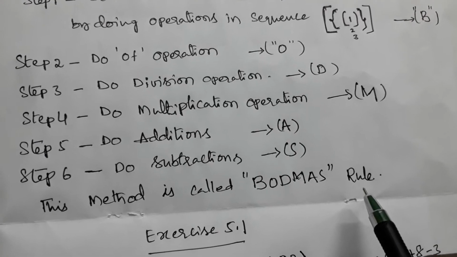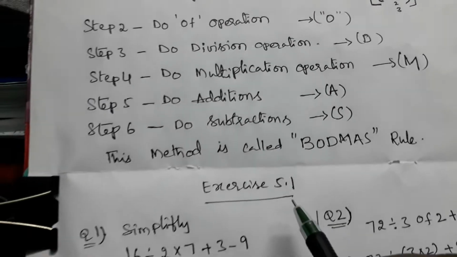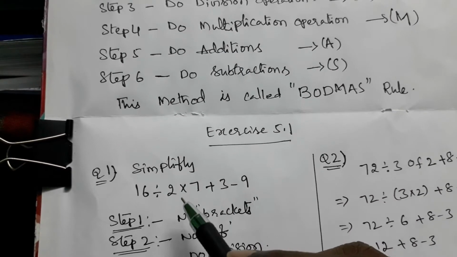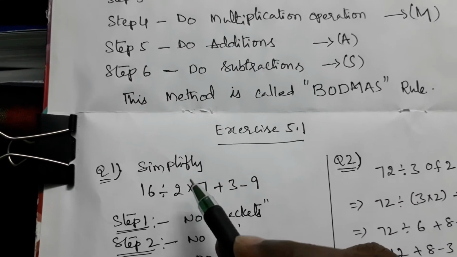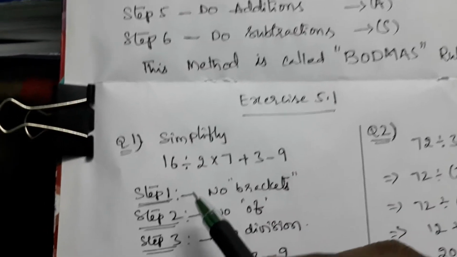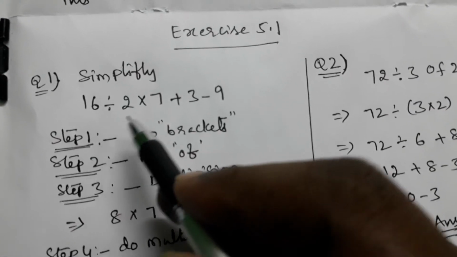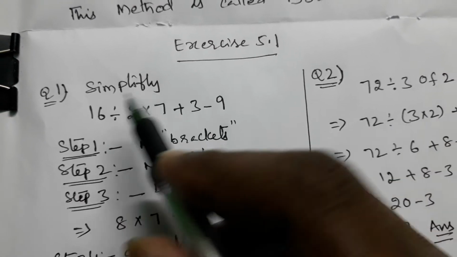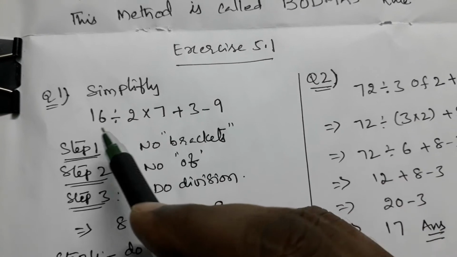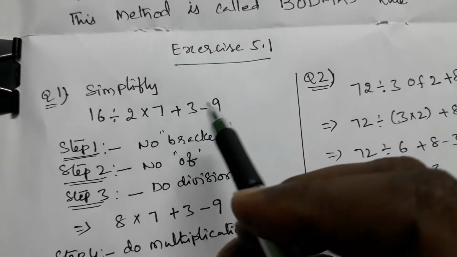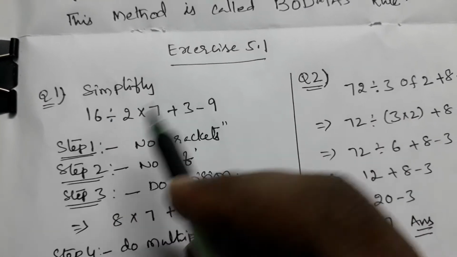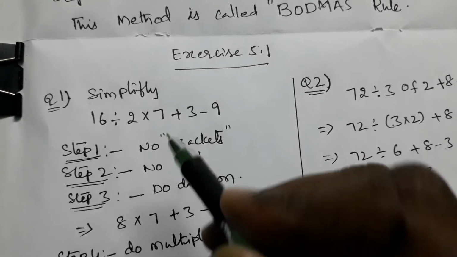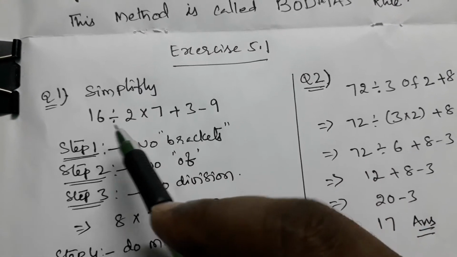Now we solve one example. That example I have taken from exercise 5.1. Question number 1, simplify 16 divided by 2 into 7 plus 3 minus 9. Now we understood what an expression is. A numerical expression is an expression made with numbers, with many operations involved in that numerical problem.